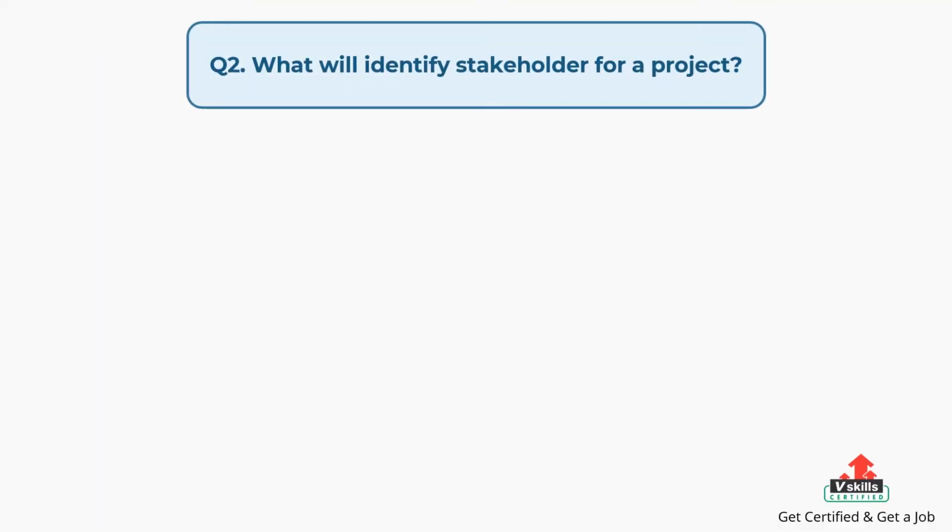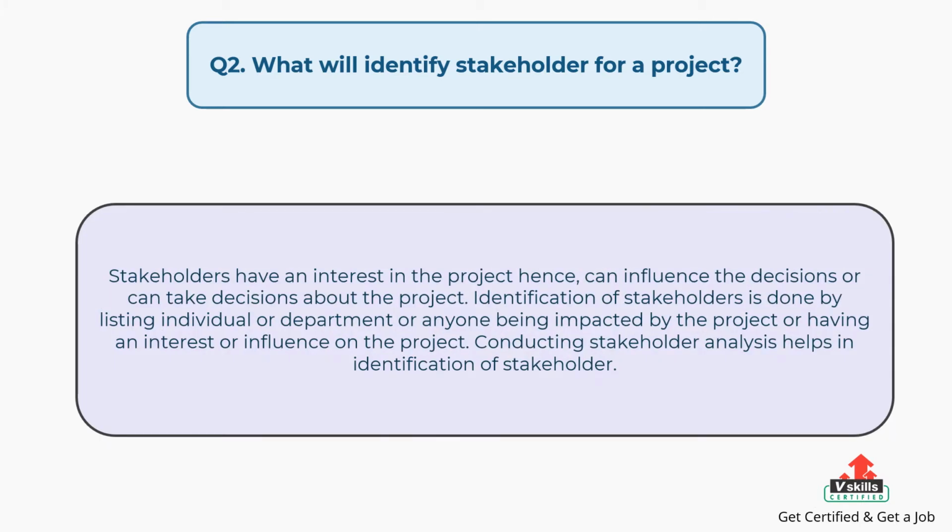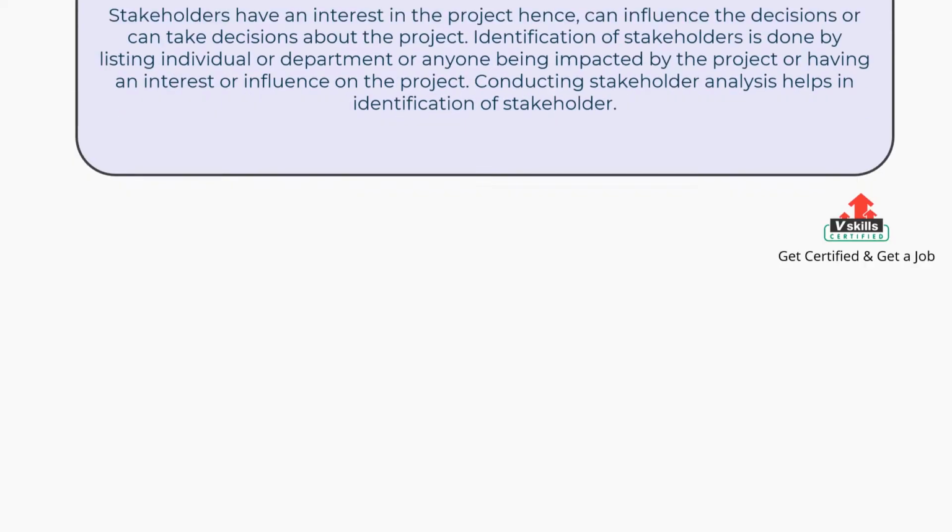Question number 2. What will identify stakeholder for a project? The answer is, stakeholders have an interest in the project, hence can influence the decisions or can take decisions about the project. Identification of stakeholders is done by listing individual or department or anyone being impacted by the project or having an interest or influence on the project. Conducting stakeholder analysis helps in identification of stakeholder.